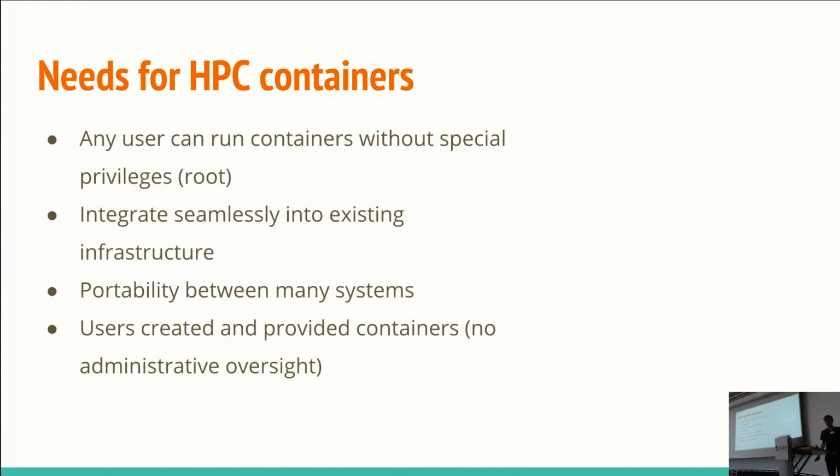So I've highlighted four needs, and this was the checklist that we were going through at the GSI in Darmstadt when we were looking for our container system for high-performance computers. First and foremost, you want any user to be able to run containers. Otherwise, it's just not going to work. Number two, you need to be able to integrate this seamlessly into infrastructure. We didn't want to use Kubernetes and have to add additional infrastructure to what we already had. We don't want to waste manpower figuring that out and deploying and prototyping and testing that.